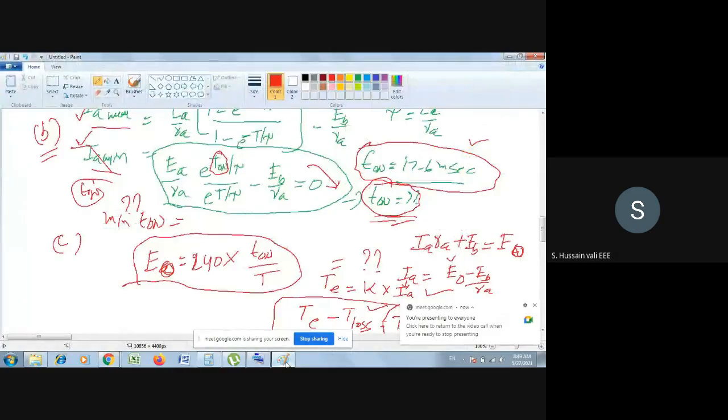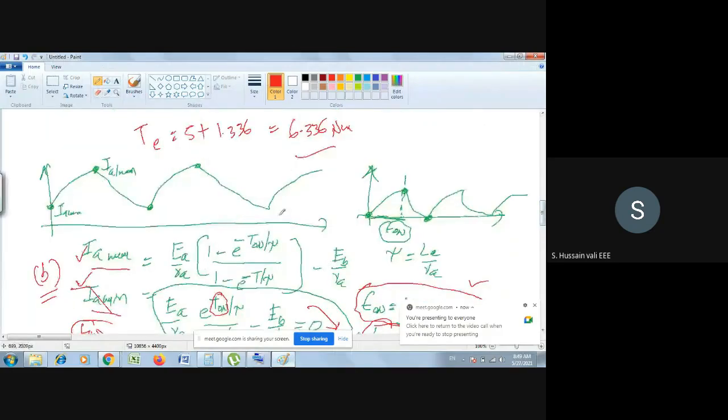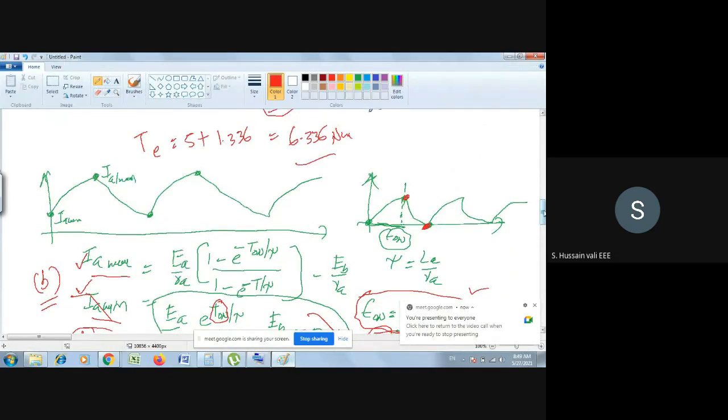So minimum T on. What is the logic here? Using this graph, you see the graph here. The boundary condition is there: when Ia minimum is equal to 0, then that is a boundary condition. So using that boundary condition, we will find out T on. That is part B.